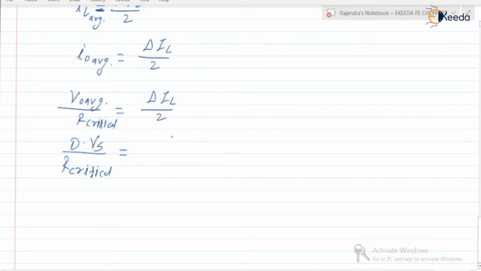Okay, so is equal to what? Delta IL. What is the delta IL? If you check, delta IL is Vs. Yes, we have the expression for delta IL, we have derived it. It is Vs into 1 minus D into dT divided by L, right? But that L is nothing but L critical, again divided by 2 as it is, so 2 into L critical. Are you getting the point?